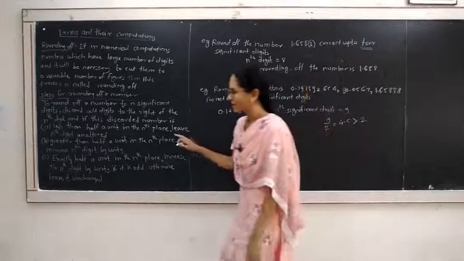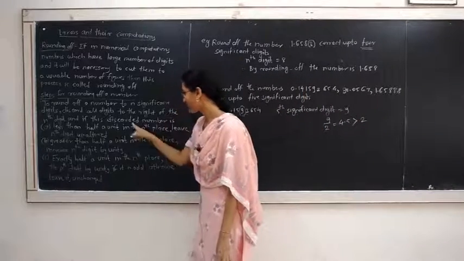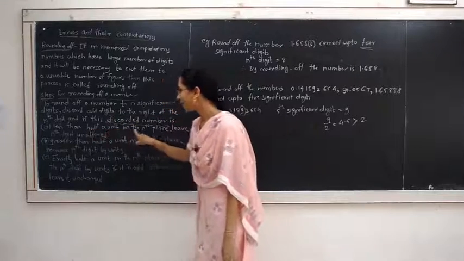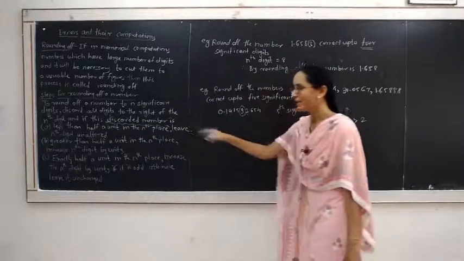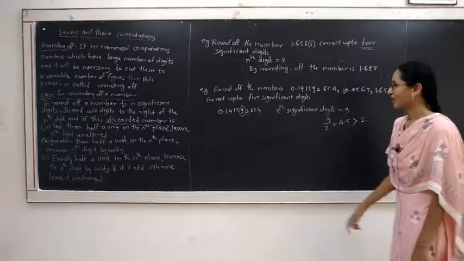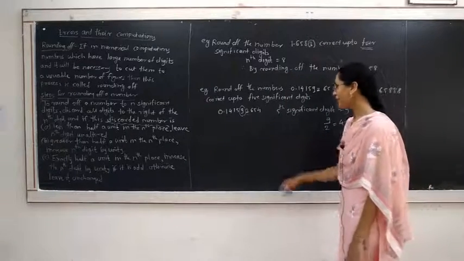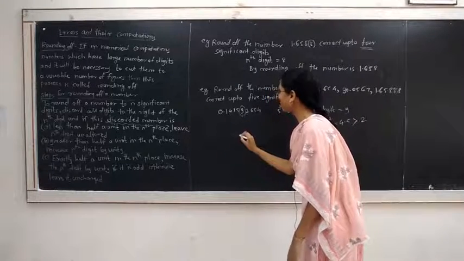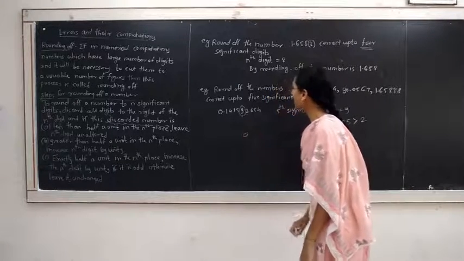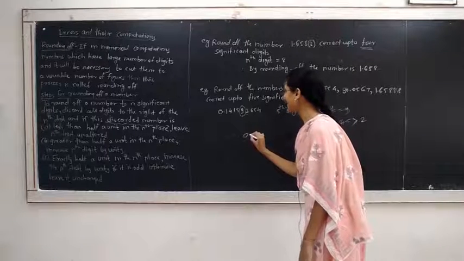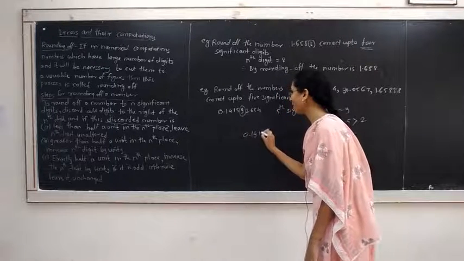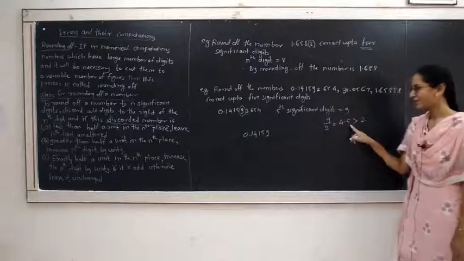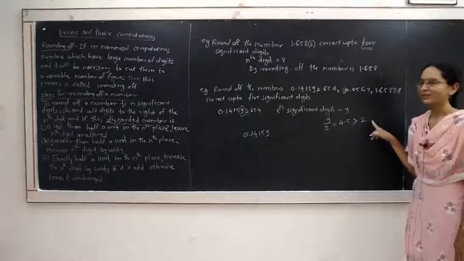Again, we have the first case: if the discarded number is less than half a unit in the nth place, then leave the nth digit unchanged. Therefore, by rounding off this number, we get the number correct up to 5 significant figures as 0.14159. This 9 is unchanged because its half is greater than the discarded number, which is 2.